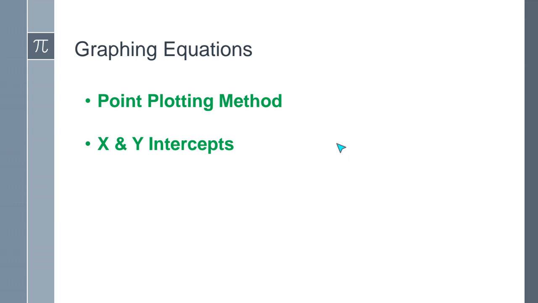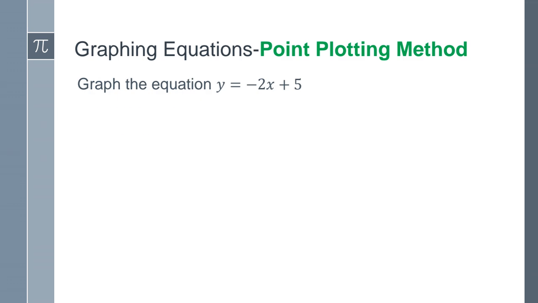So now we're going to go ahead and continue with graphing equations. So we have the point plotting method and x and y intercepts. Graphing equations, you're going to see in sections 1.1, 1.2, 1.3, and basically almost every section will have some type of graphing. But for the first sections, it's on 1.1, 1.2, and 1.3.